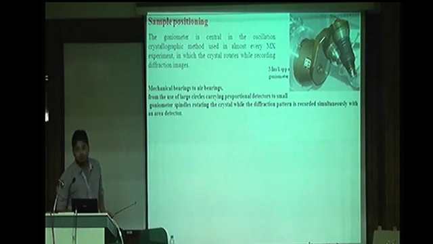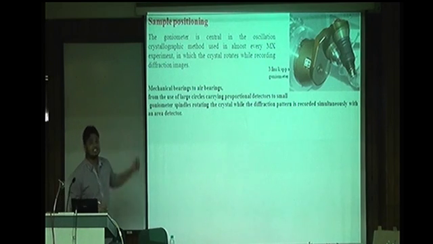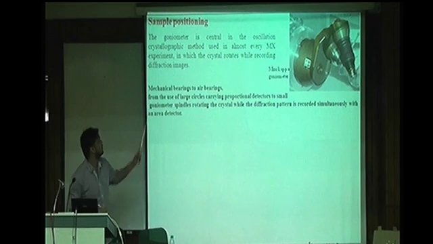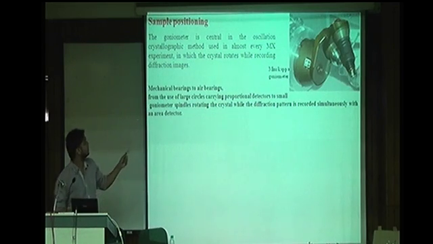Coming to the sample positioning. Sample positioning is basically done by the goniometer, which is central in the oscillation crystallographic method, which is used in almost every MX experiment in which the crystal rotates while recording diffraction images.